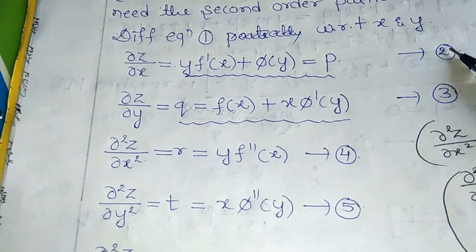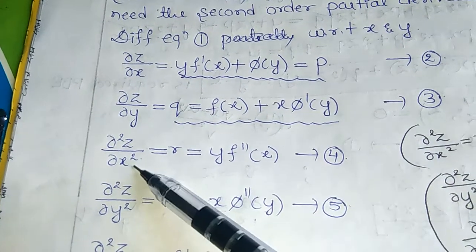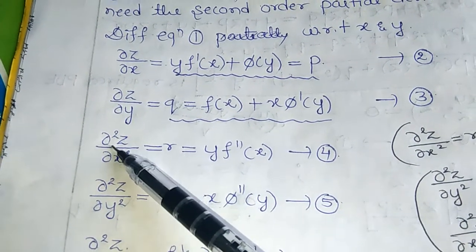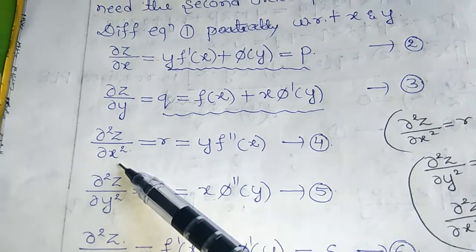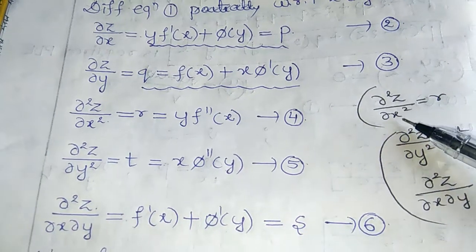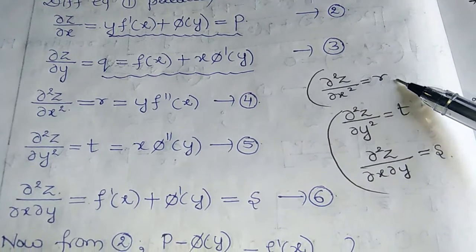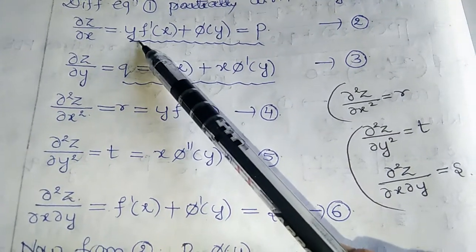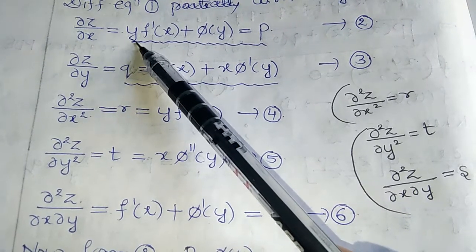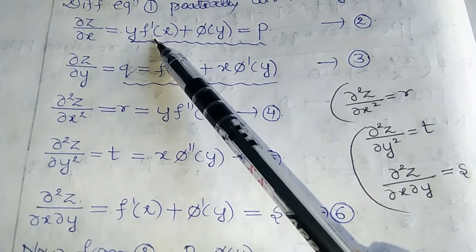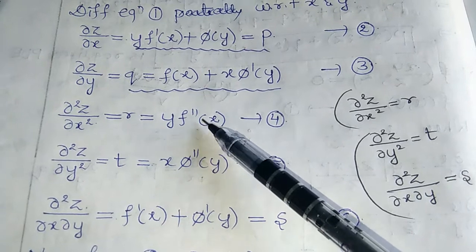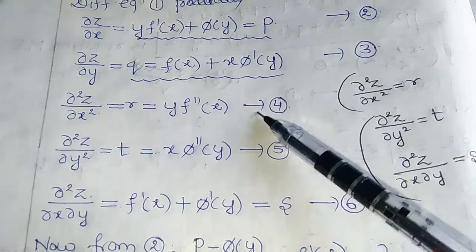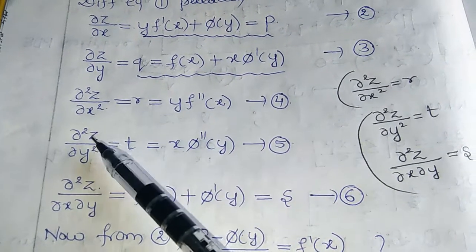Differentiate equation 2 with respect to x. We get dou square z divided by dou x square. We know that dou square z divided by dou x square is equal to r, which is equal to y, keep as it is. What is the differentiation of f dash of x here? It is f double dash of x. Call this as equation 4.